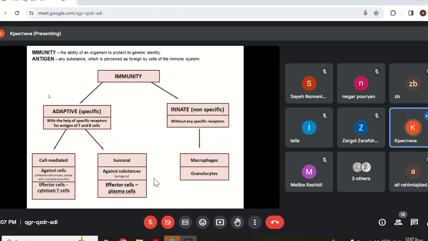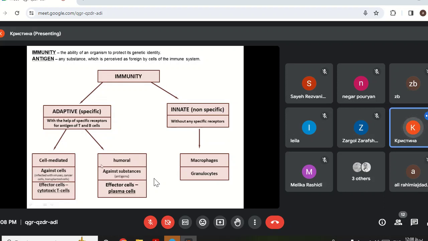So this is why this type of immunity is called specific. And this immunity is subdivided into cell-mediated and humoral. Cell-mediated immunity is performed against cells, against cells infected with viruses, against cancer cells or transplanted cells, and it is carried out with the help of effector cells, cytotoxic T cells, which kill these bad cells.